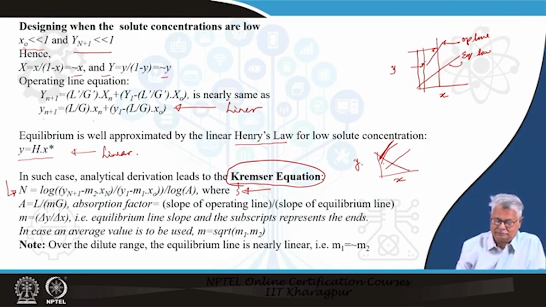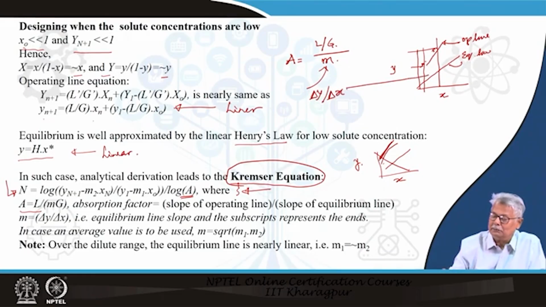Now there is something else. This involves a constant A, which is known as the absorption factor. What is this absorption factor? It is written here as L upon m G, which is also the same as L by G divided by small m. And what is the small m? The small m is the delta y by delta x for the equilibrium line. And what is L by G? This is basically the slope of the operating line. So this absorption factor is the ratio of the slope of the operating line to the equilibrium line. Both are linear, so all through the range of concentration change, it remains constant.